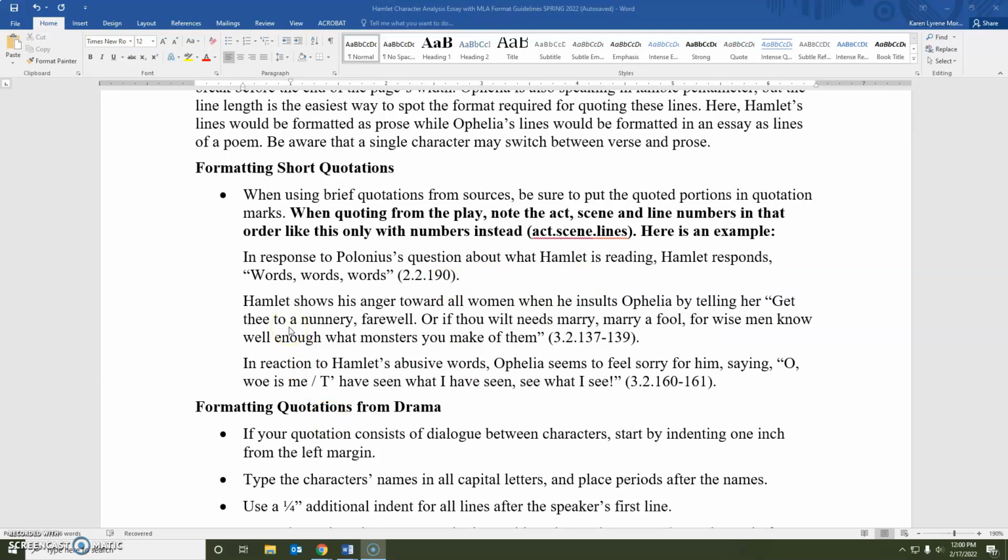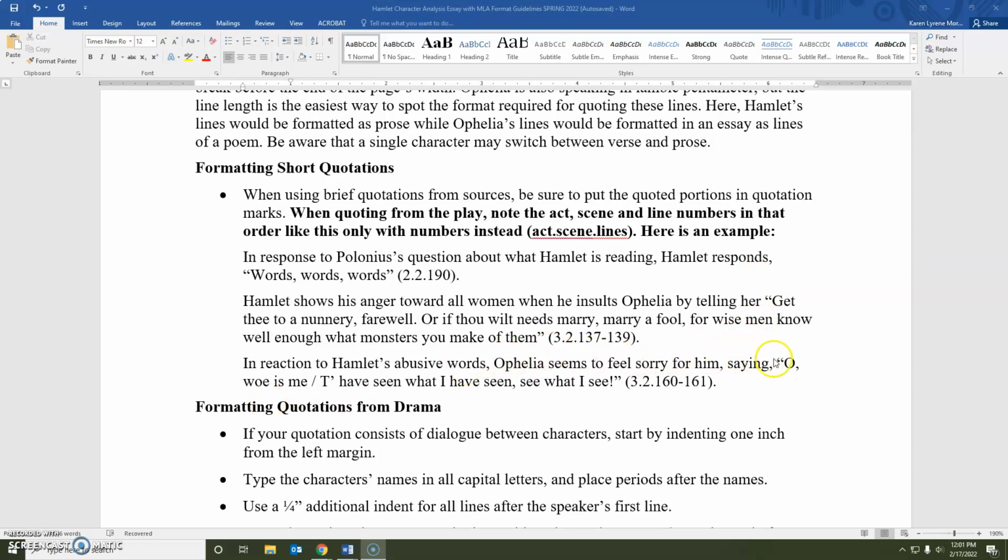Another way to introduce a source is to integrate it in a sentence that you have started yourself. This beginning of this sentence introducing a quotation has the quotation set up as a direct object. So use no comma after a noun or pronoun that comes before the quotation. Okay, so pay attention. Is it a verb of expression first or right before the quotation, or is it something else?